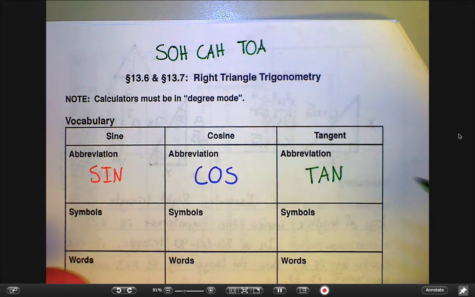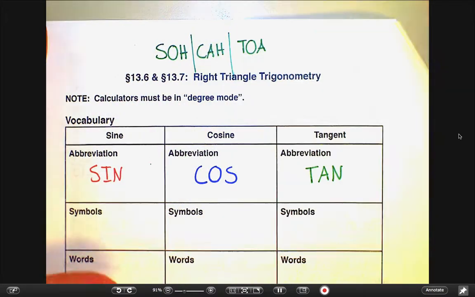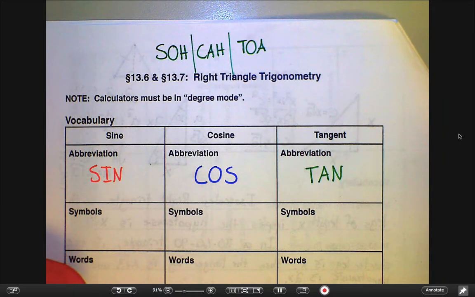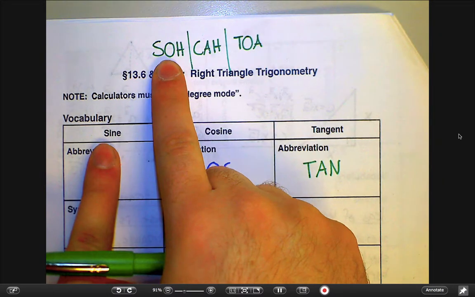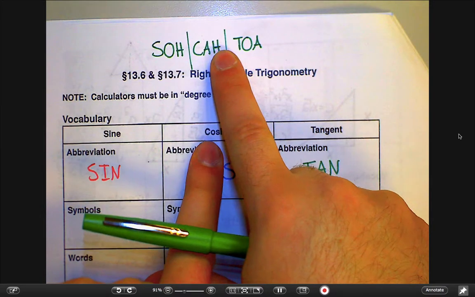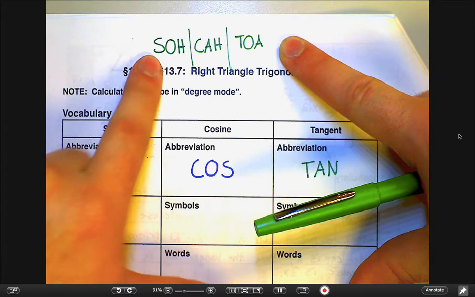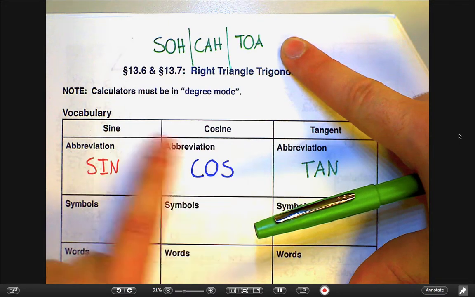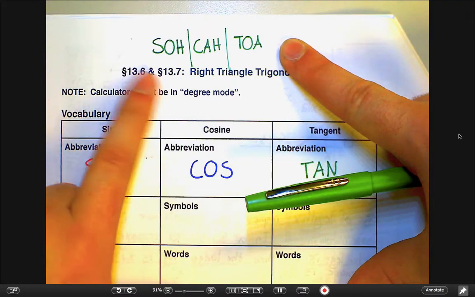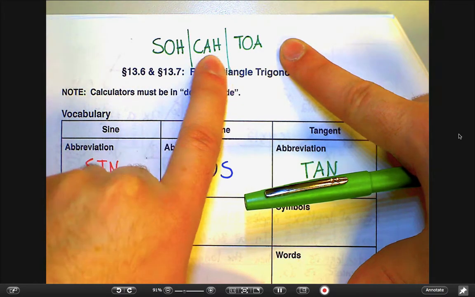It's SOHCAHTOA. And you can see even here I split it into three chunks. Those are the three chunks for each of our functions. So S-O-H goes with sine, C-A-H goes with cosine, and T-O-A goes over here with tangent. So the S, the C, and the T are our functions here. They're the sine, the cosine, and the tangent. Then we have an O, an H, and an A, and an H, and an O, and an A.